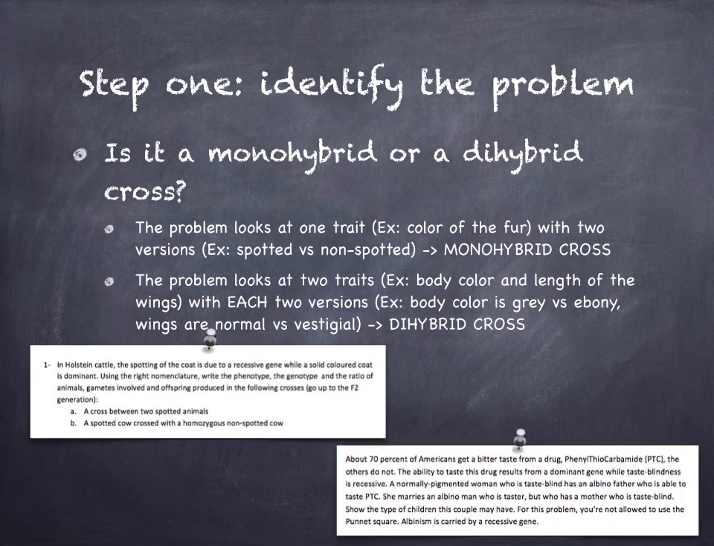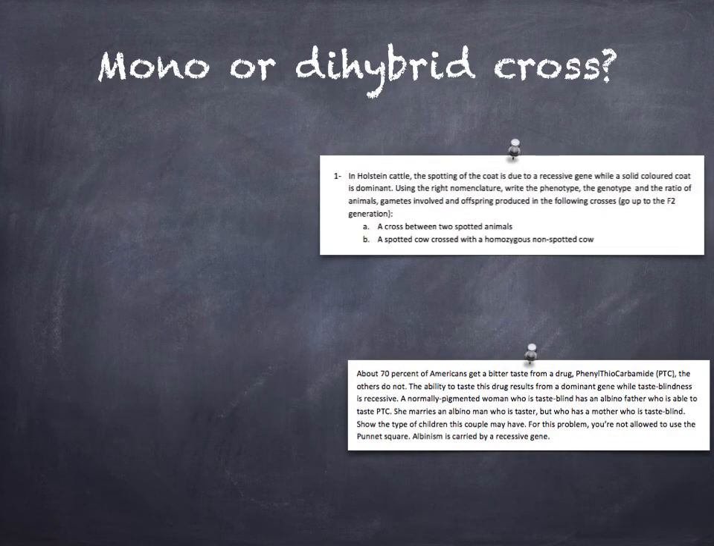Another example here is given where we have normally pigmented people versus albinos, and PTC tasters versus non-tasters. So this is another example of a dihybrid cross. If you're not sure how to determine this, we will look at this a bit more precisely.